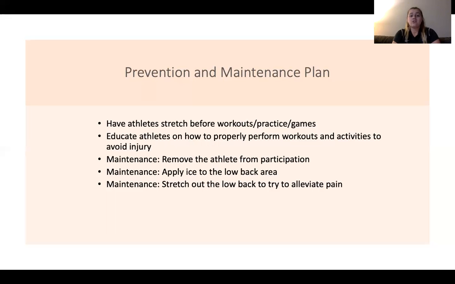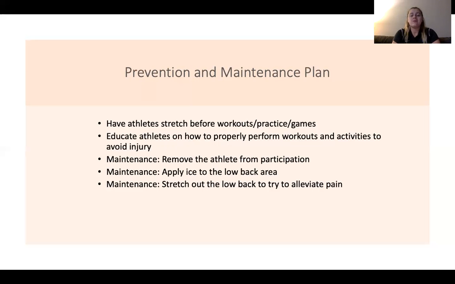So for my prevention and maintenance plan, we're going to have the athlete stretch before workouts, practices, and games. As I have said before, I am a strong advocate for stretching. I feel like it warms the muscles up properly and helps get them ready for whatever the athlete might be about to put them through.